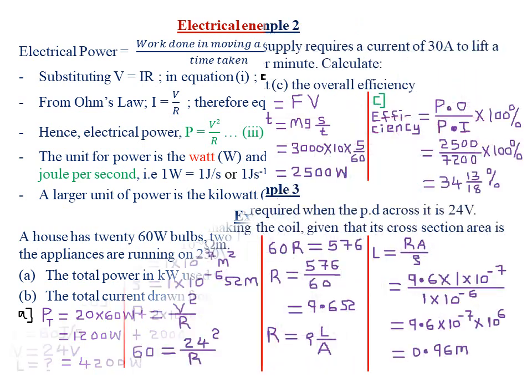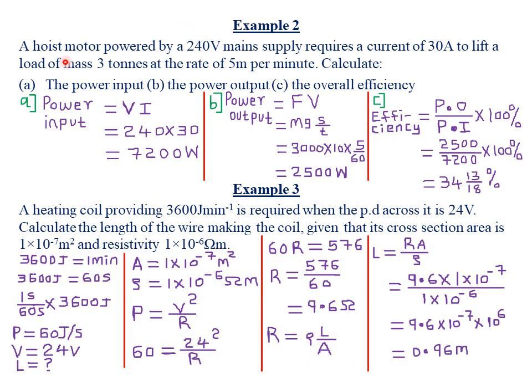Next, our second example reads that a hoist motor powered by a 240 volts main supply requires a current of 30 amperes to lift a load of mass 3 tons at the rate of 5 meters per minute. Calculate part A, the power input. Because we are given that the voltage required to lift that particular load is 240 volts, that is the supply, then the current required is 30 amperes.